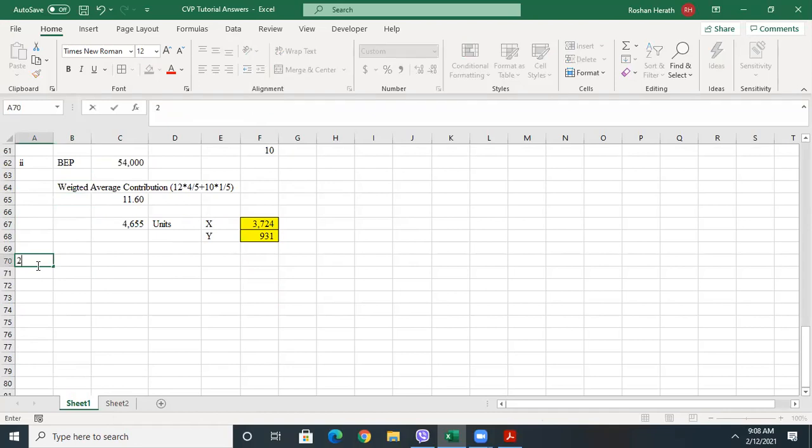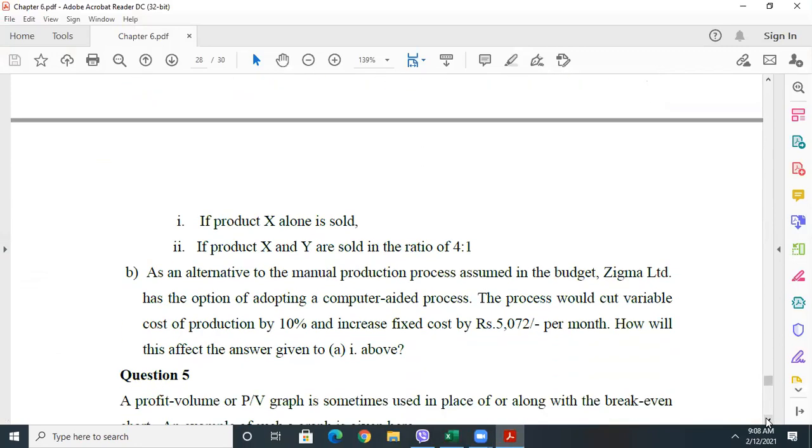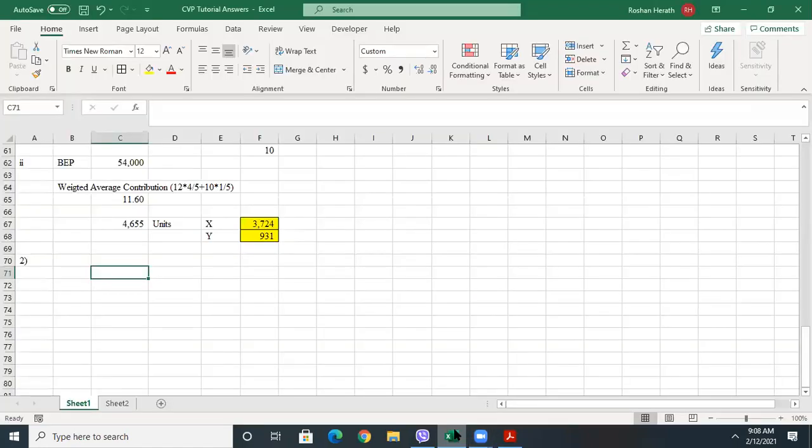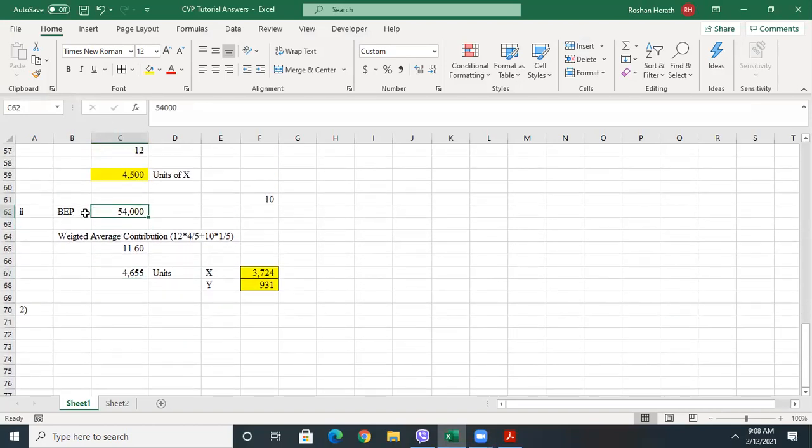Right, now let's look at the second requirement. It says that you maybe think of automating the manufacturing process. Okay, so 4,655 got the video. Right, okay, here is how we get that. First you need to get the fixed cost. You need to get the fixed cost. It was given, it is 54,000. So that is your starting point.